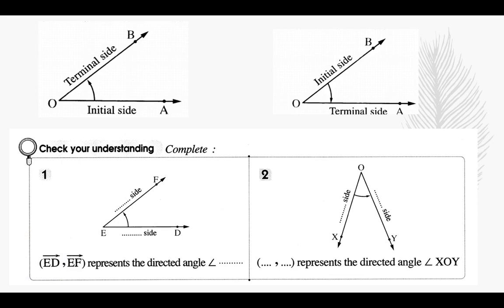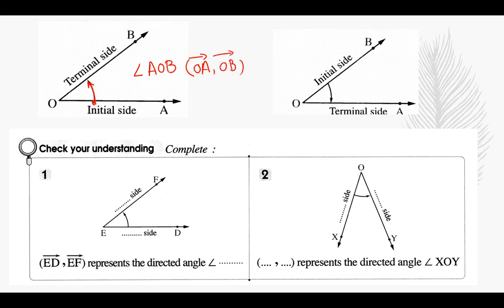OA is the initial side, OB is the terminal side, and you should take care of the direction of the arrow. Here the direction of the arrow is from the initial side to the terminal side. So the direction of the arrow is very important in this lesson. The initial side is the starting of the angle, and OB is the terminal side. So we can write this angle as angle AOB, and we can write it as an ordered pair of the two rays OA and OB.